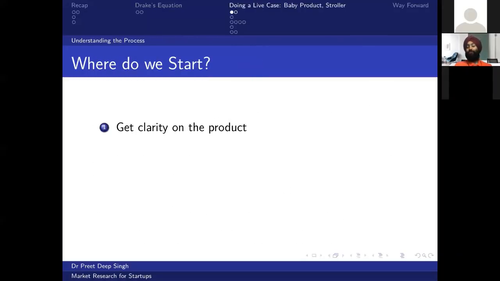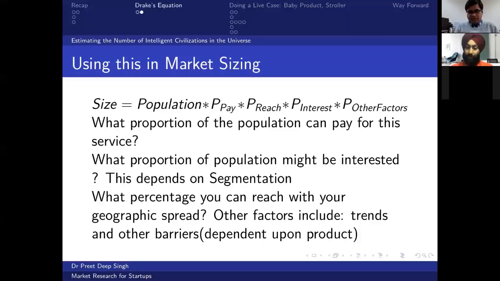Okay, let's do a small case. I'm not sure if you can read the title at top, but this case that we're going to do today is, let's say, a baby product. In fact, this is based on Preet, somebody's request on Twitter. Yeah, Dr. Preet, I just want to understand, as you mentioned, there are so many factors.